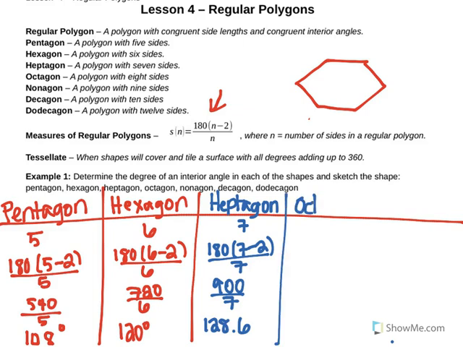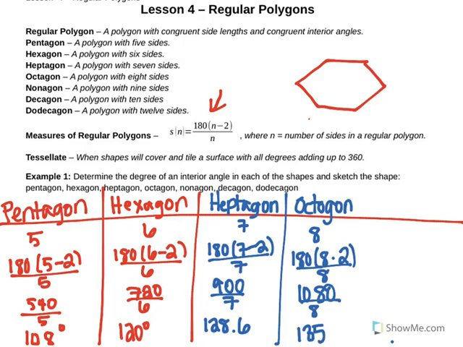Next is an octagon, which is like a stop sign. So we would do 180 times 8 subtract 2 divided by 8. The sum of an octagon is 1080. Divide that by 8 and each angle is worth 135.